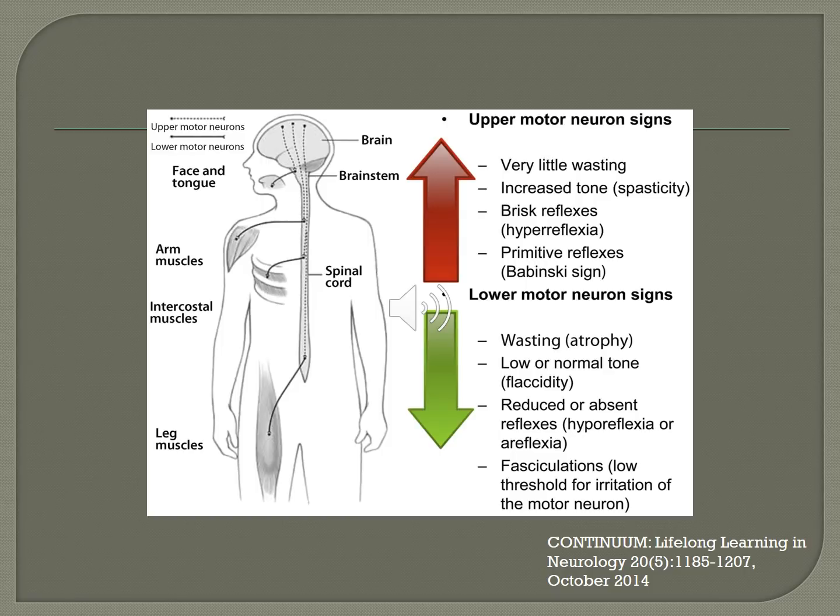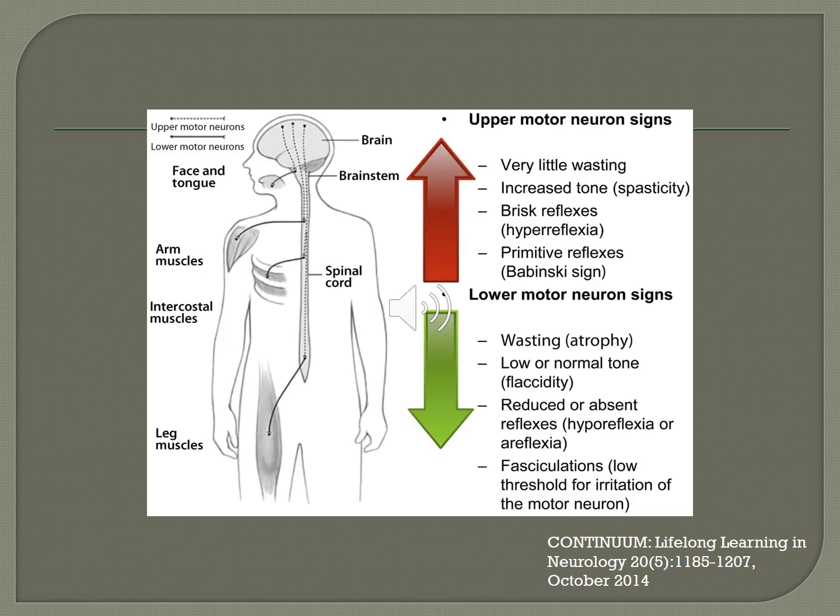So if you lesion the upper motor neuron anywhere along the corticospinal tract, you're going to have weakness, but you're not going to have wasting of the muscle. So that's kind of a sign that this might be an upper motor neuron lesion. So the muscle remains intact.